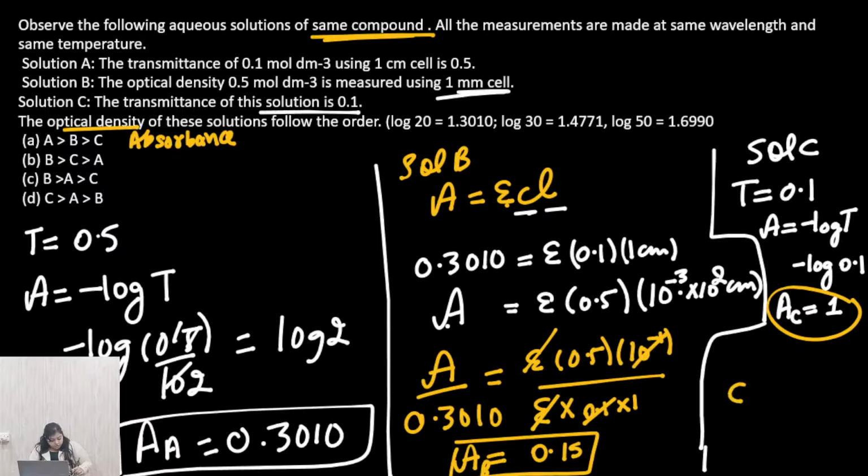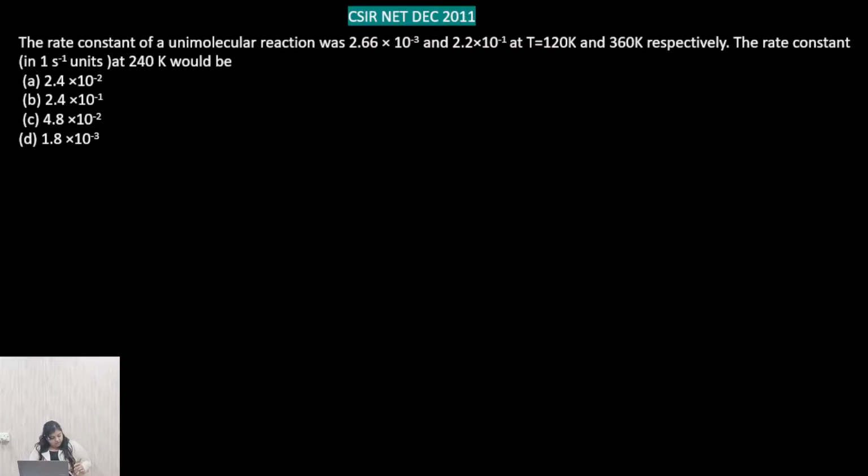So for solution C, it is the maximum, followed by solution A, and least we are obtaining for solution B. So C greater than A greater than B is the order which is given to us in option B. Okay. Moving on to the next one. This one you are now having. So all the questions from your June exam conducted in 2011, we are done with that.